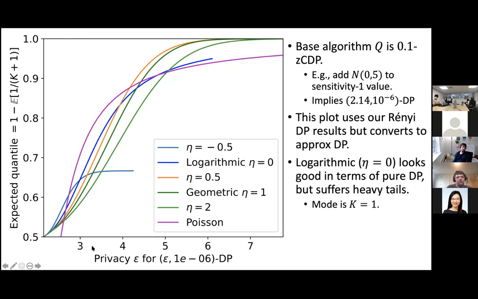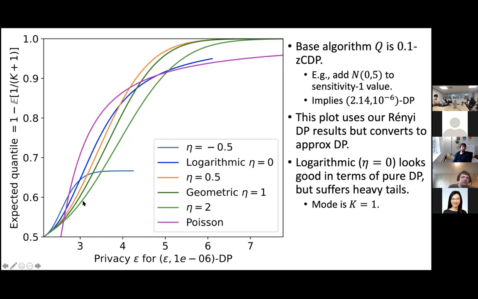But basically what these lines are saying is I'm going to increase my privacy budget a little bit by allowing some repetition. And as a result, my utility is going to go up. And each of these different lines corresponds to a different distribution. So why don't we start with a Poisson distribution, which is the purple line.